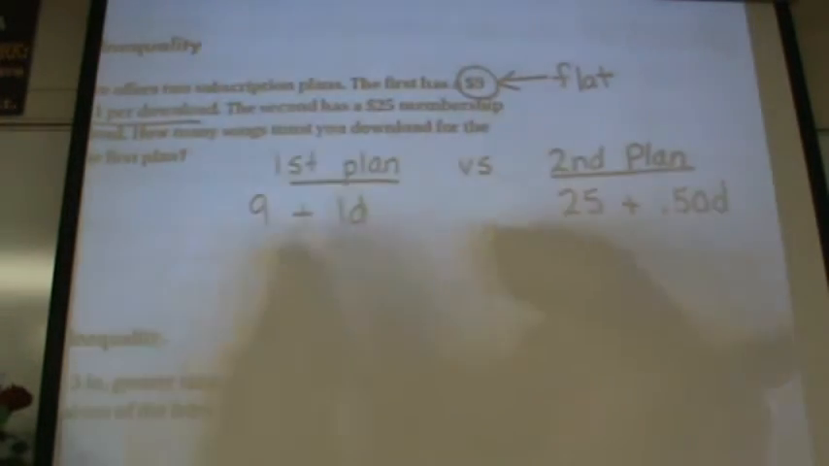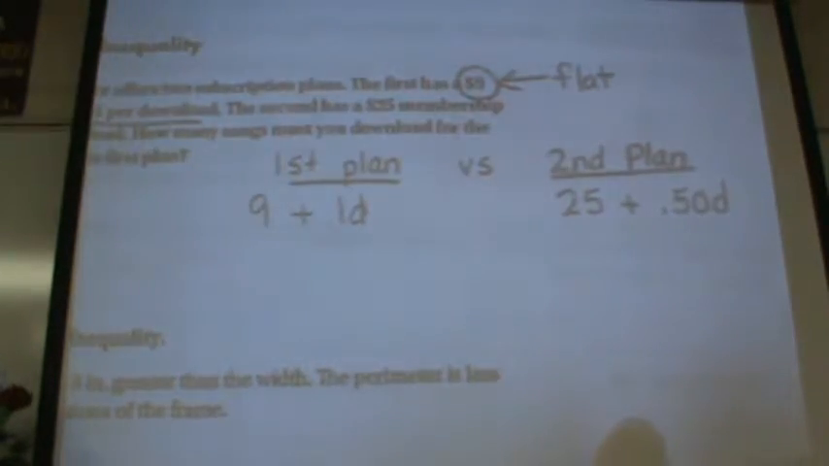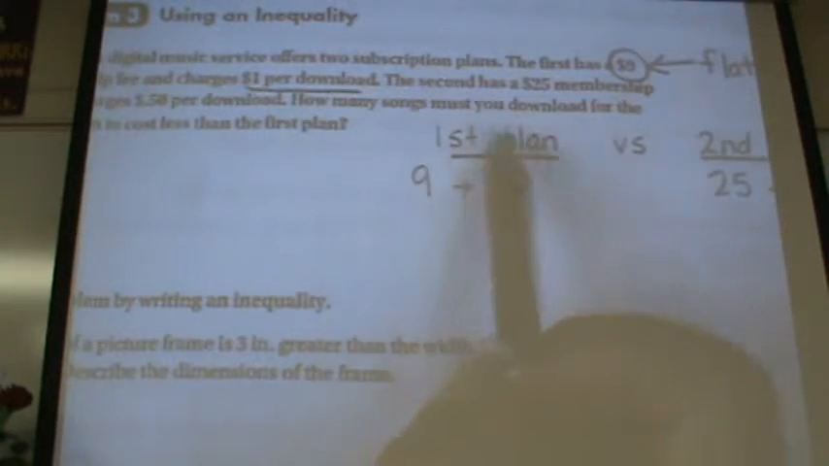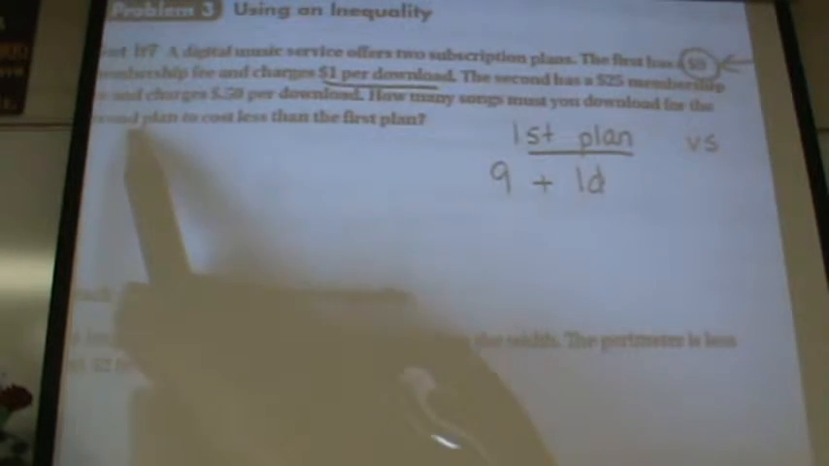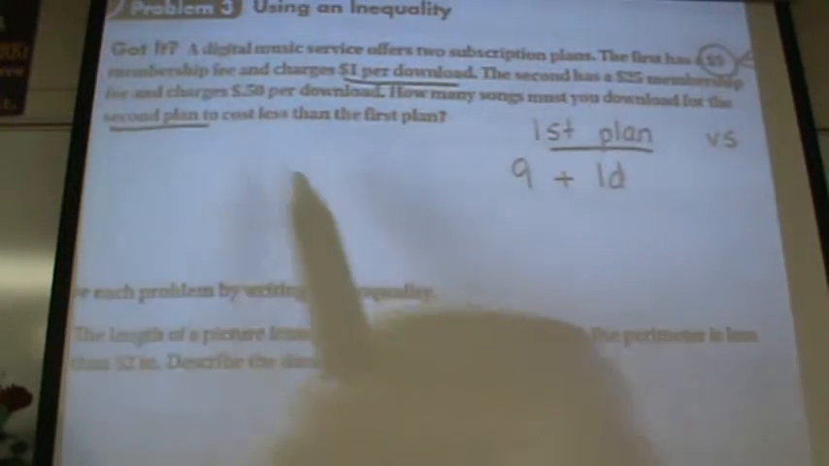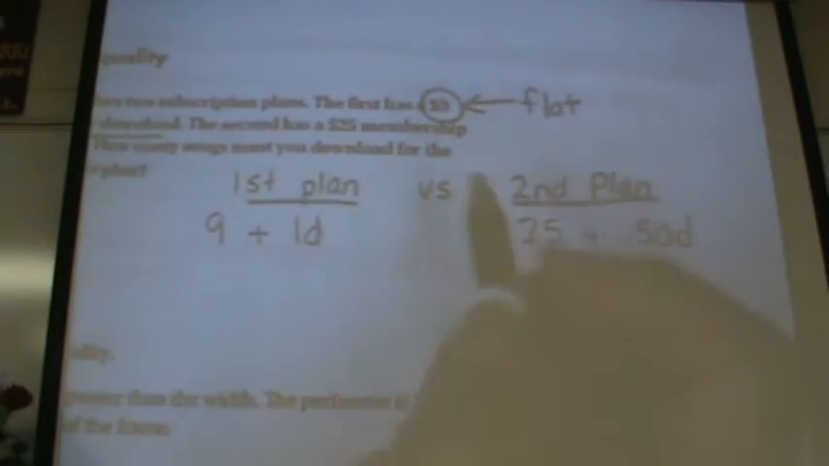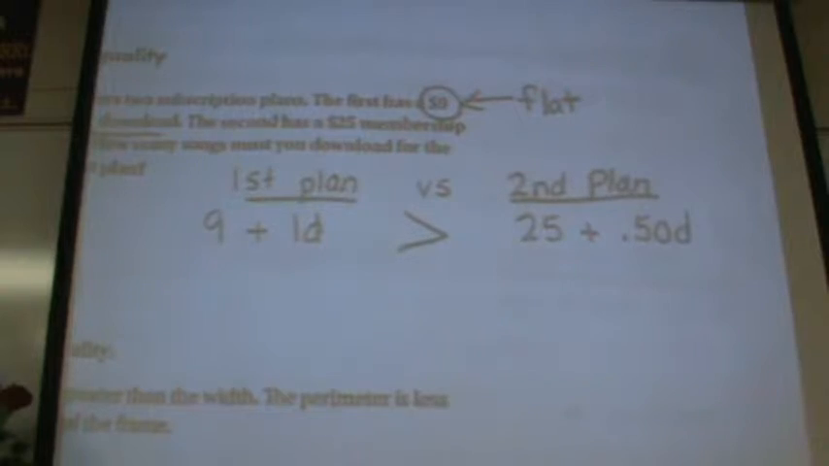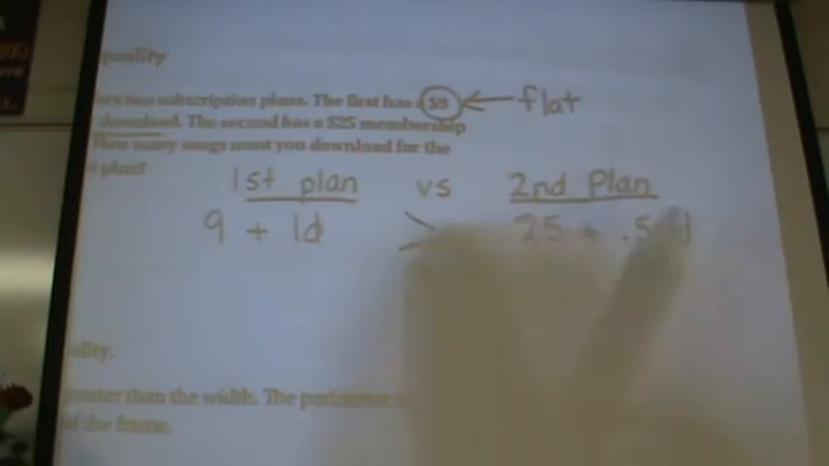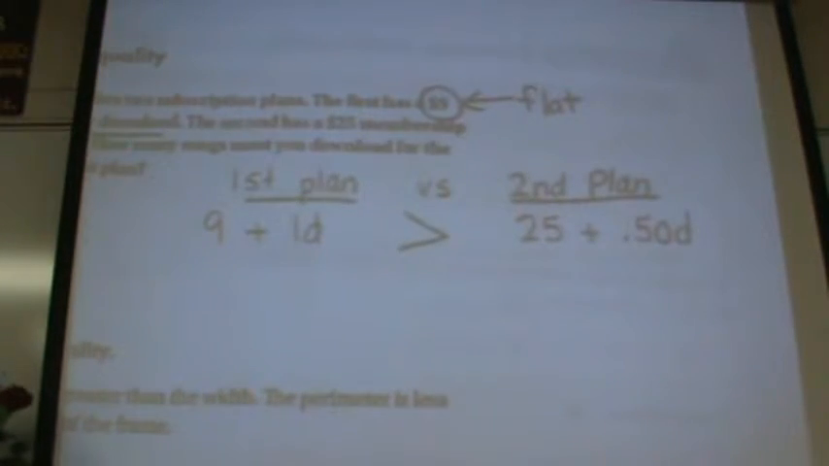Okay, so these are the 2 expressions for each plan. They want to know how many downloads, how many songs must you download so that the second plan, plan 2, is going to be less than the first plan. So that's what inequality sign we want. We want this to be less than that. So now your job is to solve this.